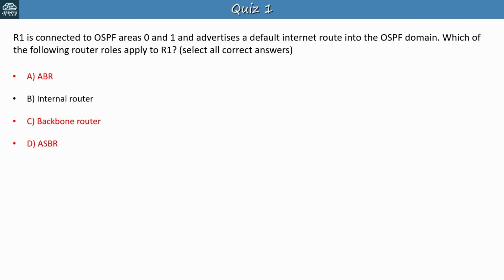B is incorrect because an internal router connects only to a single OSPF area, so a router can't be both an ABR and an internal router. Aside from that, these roles are not mutually exclusive. A router can be an ABR, a backbone router, and an ASBR at the same time.